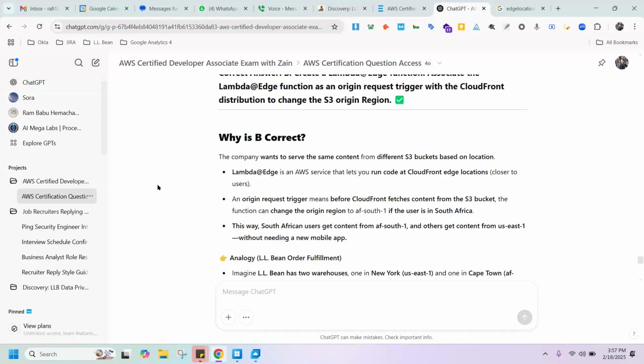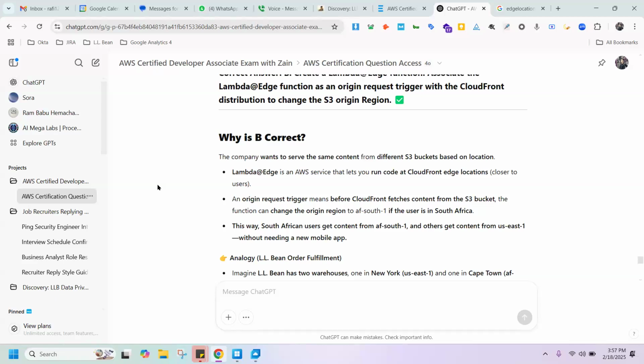And they have servers set up in each of these regions, right? Amazon does. No, you don't need to set up different servers in different regions. That's why we're using CloudFront.